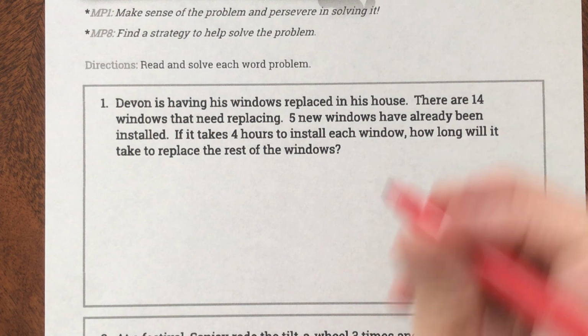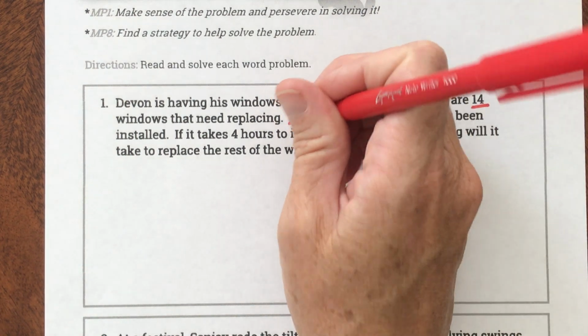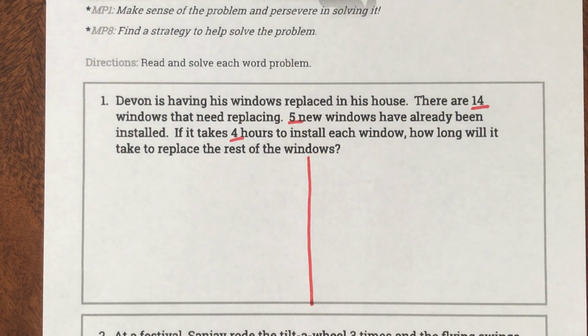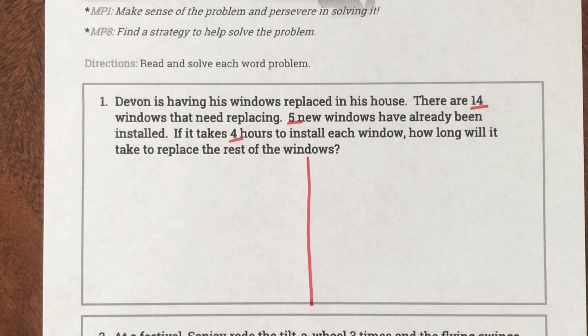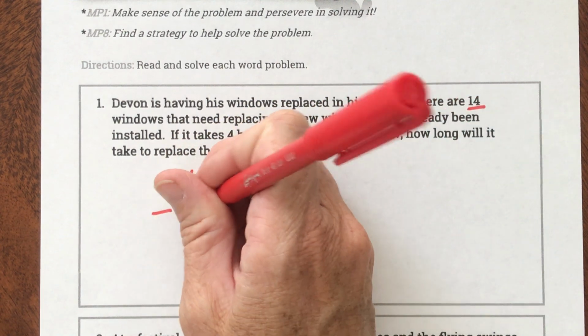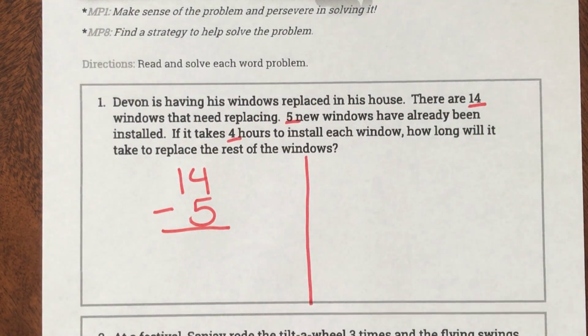Okay, so I'm going to really pay attention to my numbers. And I know it's going to be a two-step word problem, so I'm going to have my 2 steps. So I'm going to first start with how many windows the rest of the windows need to be. So if he had 14, but they already installed 5, how many windows are left? That's what I want to figure out. How many do they have to install?